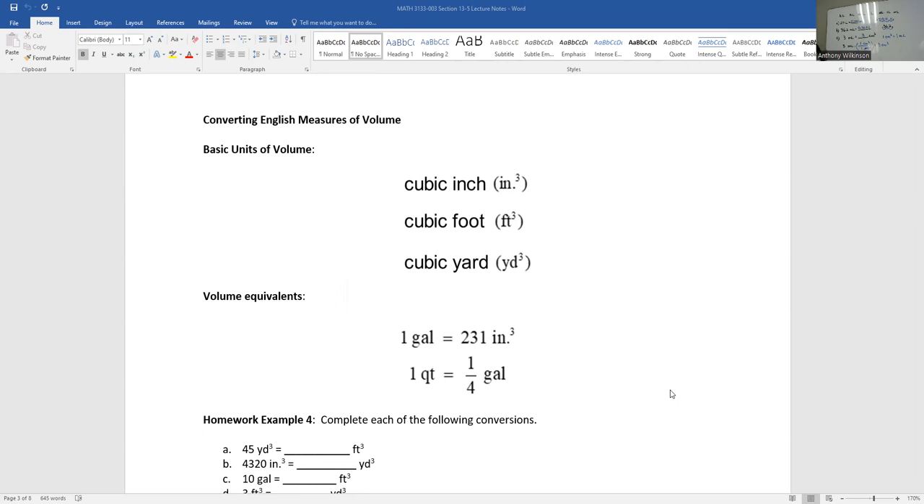And you have to pretty much recall the fact that 12 inches make up a foot. And also 3 feet make up a yard. And also 36 inches does make up a yard as well, because for every 12 inches, that equals 1 foot. Okay, but it's going to be in cubic, so that means we have to raise each side of the equation to the third power. All right, so for volume equivalence, 1 gallon is going to be 231 cubic inches, and 1 quart is equivalent to 1/4 of a gallon.